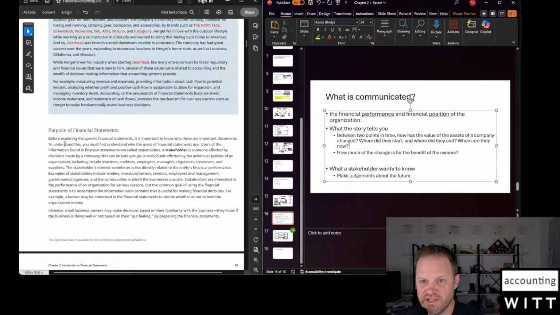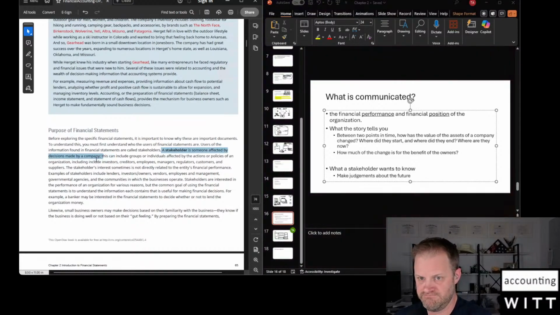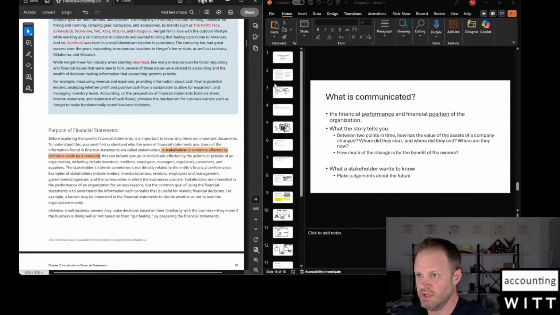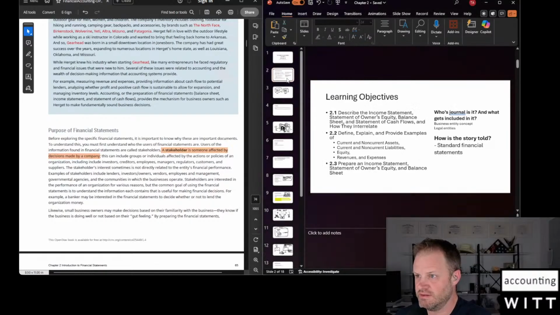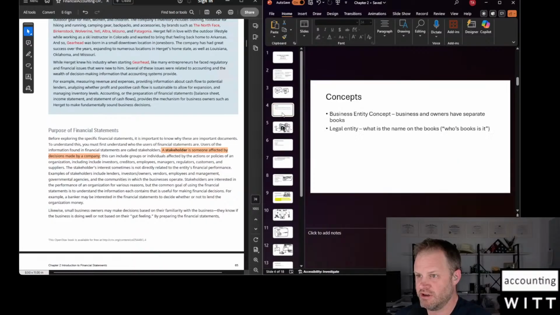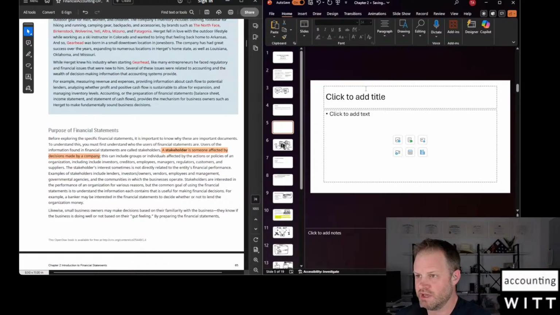So purpose of financial statements before. So a stakeholder is someone that's affected by the decisions of the company. So we've got our concepts page. We should have our critical vocab terminology.